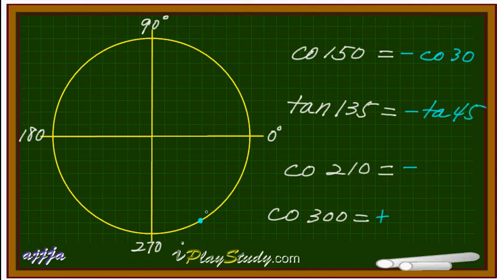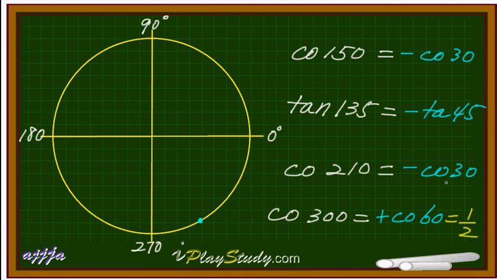What about cosine 210? 210 is the third quadrant. Negative, I remember. Now, the difference between 180 and 210 is 30. That means cosine 30. So what about 300? That's a positive for sure. Then right here, how far from 360? That means 60, so cosine 60. First of all, cosine 60 is what? That's a half, right? So half right there.